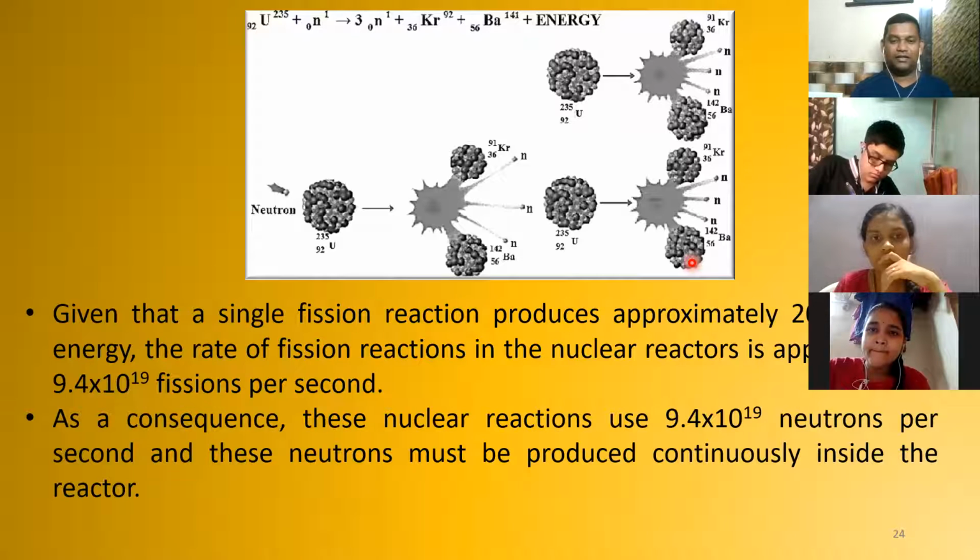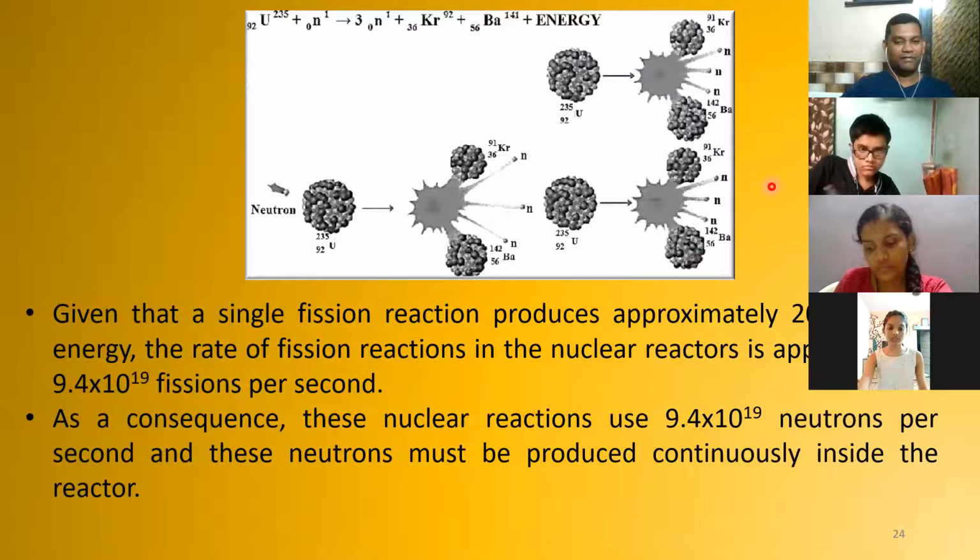Getting it? So in a nuclear reactor, when so many fissions are taking place per second, this number 9.4 into 10 raised to 19, you can multiply with 200 mega electron volt. Imagine the amount of electricity given out. Are you getting it? So a nuclear reactor uses around 9.4 into 10 raised to 19 neutrons per second. That much is the requirement of the neutrons in the nuclear reactor.